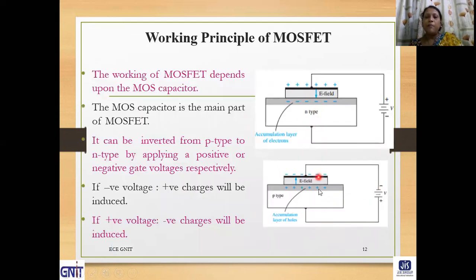This is for N-type, but for P-type, if negative voltage is applied at the gate terminal, then positive charges are induced at the oxide semiconductor interface. So for P-type bulk semiconductor, the accumulation layer consists of holes. The working of MOSFET typically depends on the MOS capacitor. MOS capacitor is the main part of the MOSFET.